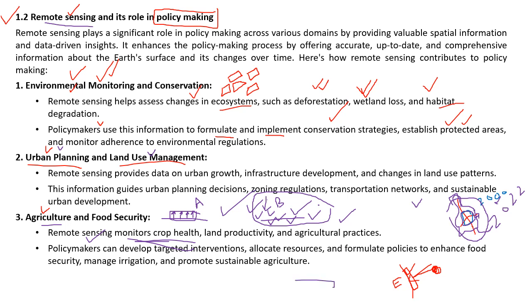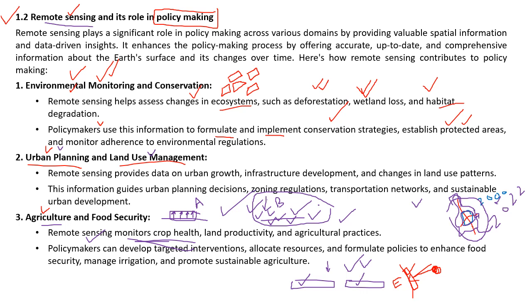Crop health: if it is healthy, it will be very green. If it is getting some disease, then it will change its color, and the satellite can inform you that this part of the area is suffering because of this disease. Here the crop is getting down.